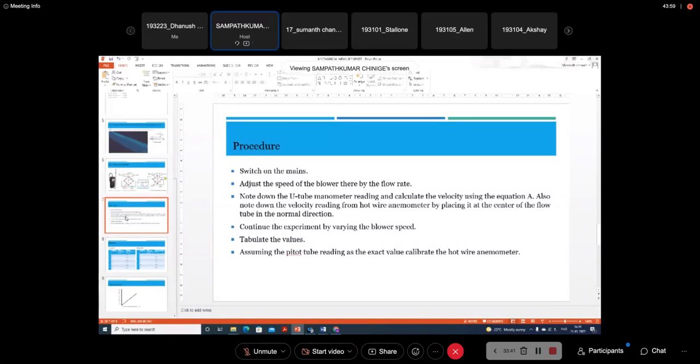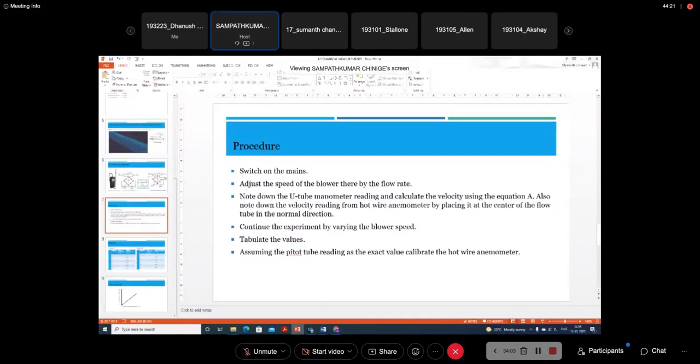This is the procedure that we have to follow. We have to switch on the vane. For different speeds of the blown air, if you vary the regulator, it will give different flow rates. For each flow rate value, you will have a U-tube manometer reading, and from that you find out the manometric head H value.